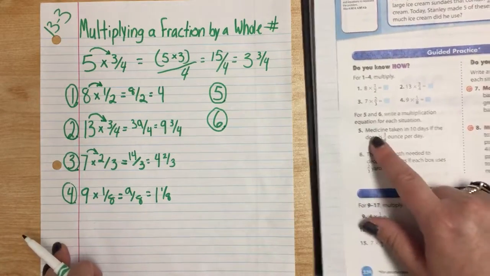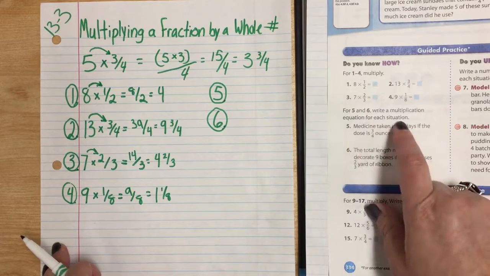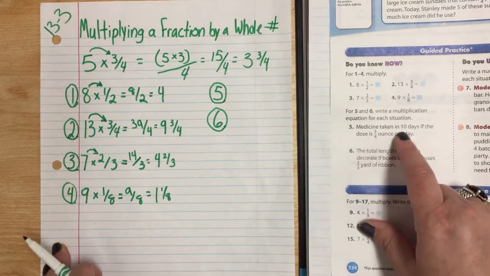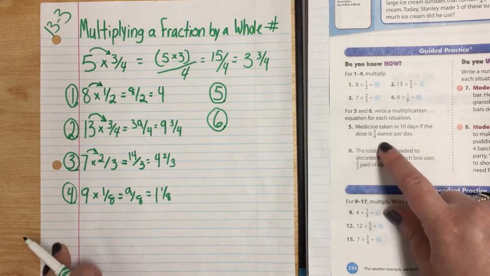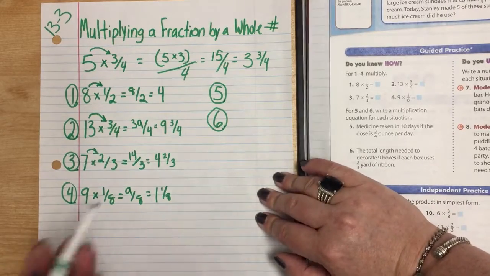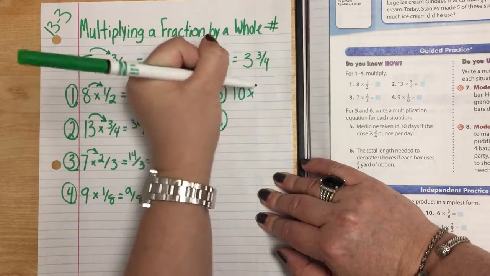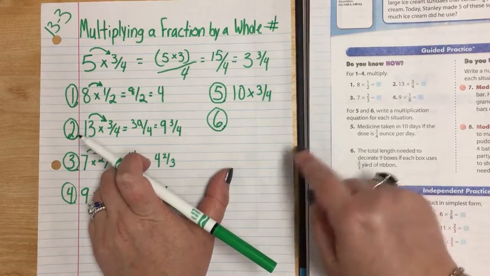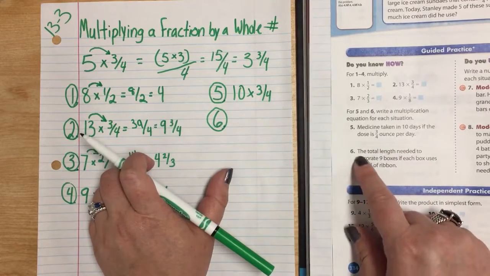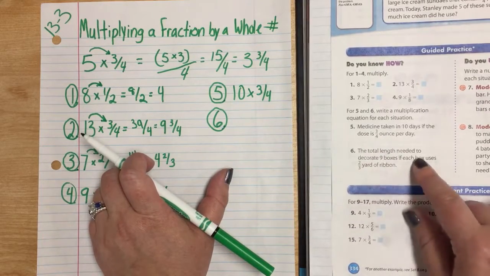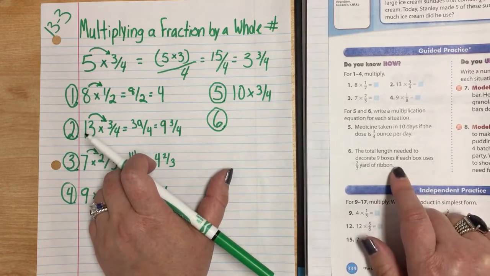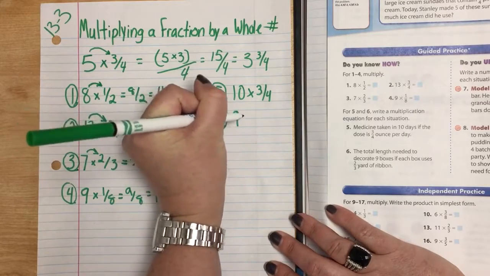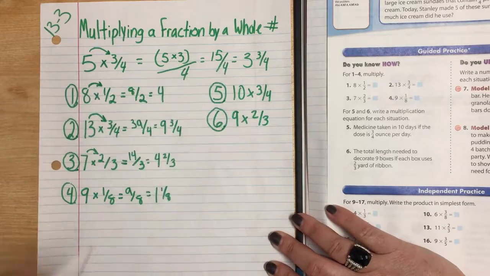Now, for number 5, it's asking you to write a multiplication equation for each situation. So this situation is medicine taken in 10 days if the dose is 3/4 ounce per day. So I am writing 10 times 3/4. And that would equal how much medicine I need in all. The next one, the total length needed to decorate 9 boxes if each box uses 2/3 yard of ribbon. So 9 times 2/3. That's it.